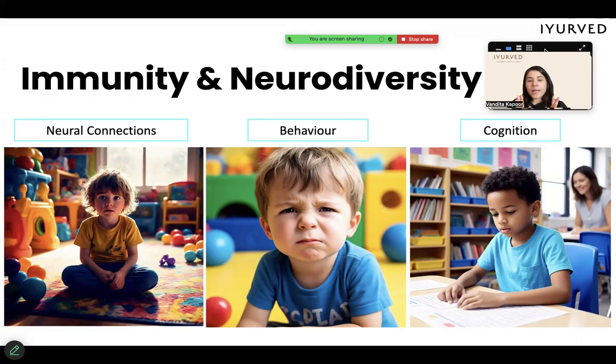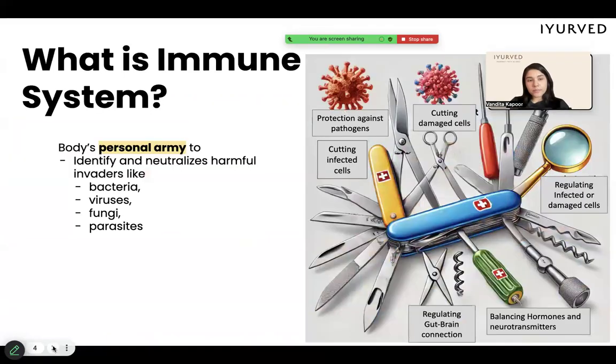So let's begin today by helping you understand how immunity plays a huge role in neurodiversity. These are the three main pillars where immunity can have an impact: neural connection, which we have spoken about in our brain, the behavior of the child, and cognition. Cognition means learning, memory, focus. The stronger the immune system, the better these three will be. The weaker the immune system, you will see negative impacts in all these three areas.